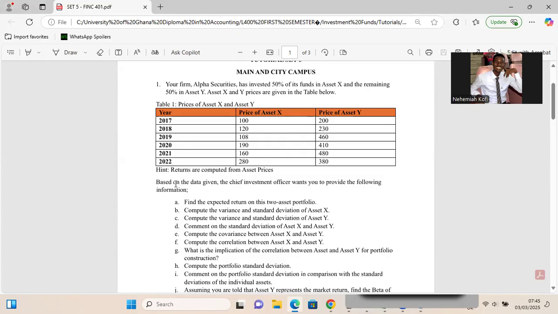Based on the data given, the chief investment officer wants you to provide the following information. You find the expected return of these two portfolios. And if we want to find the expected return, then we also have to look for the arithmetic return before we find the expected return. So when we find the expected return of assets X and assets Y, then we use it to find the asset's return on the portfolio. Then B is also there telling us to find the variance and the standard deviation and the rest. So let's do them one by one.